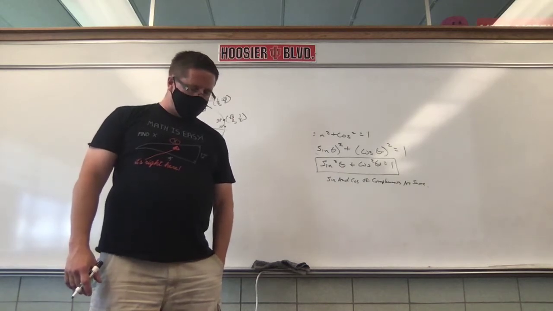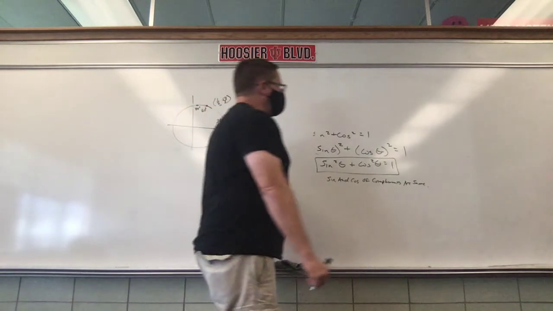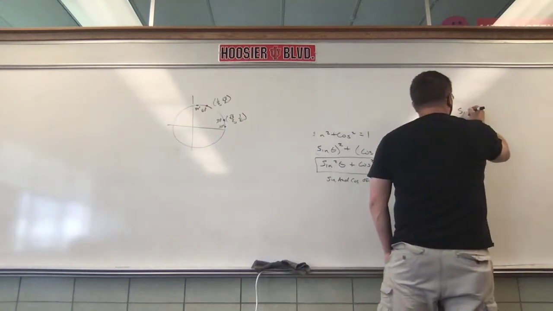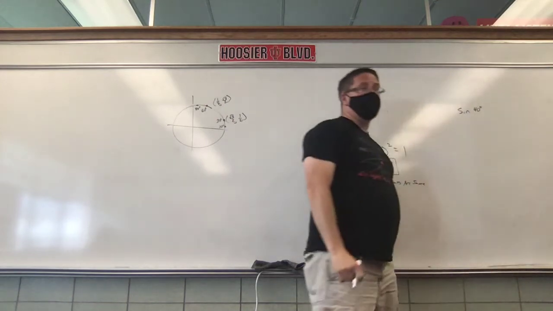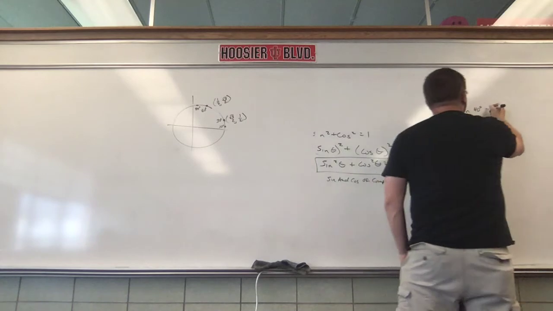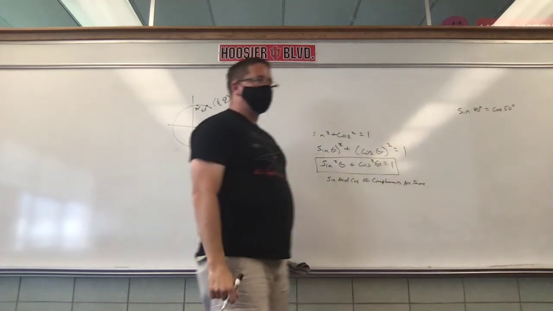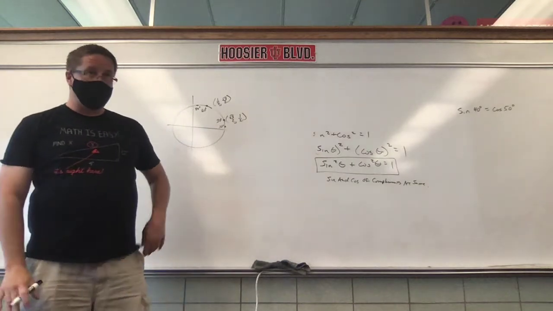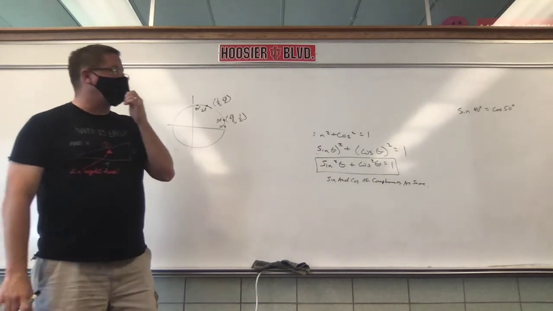Is there anything else we have to do on this? No. Okay? So if I give you the sine of 40 degrees, I have no idea what the sine of 40 degrees is, but it's the same as the cosine of 50. And the reason is, 40 and 50 are complementary because they add up to 90, so the sine of 40, whatever that is, is the same as the cosine of 50.